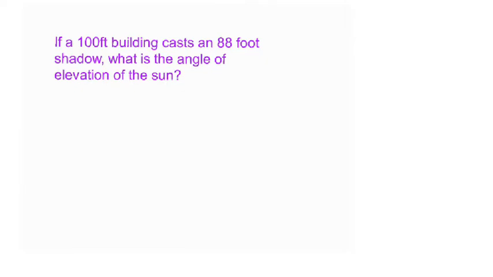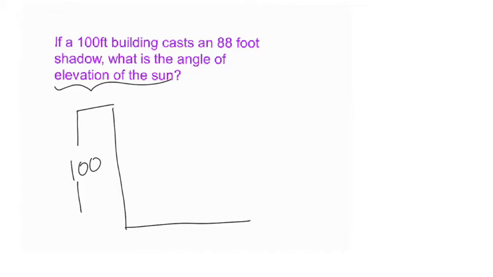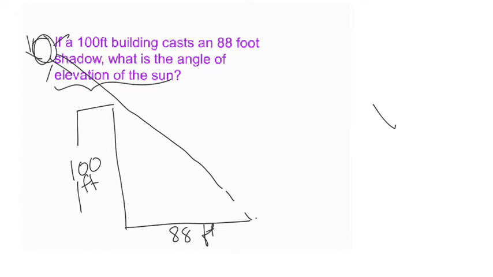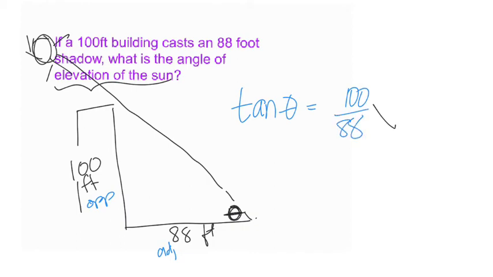Okay, same thing with word problems now, and this also has angle of elevation, so we need to make sure that we know which one is elevation. A 100-foot building, so here's my building, 100 foot, and it casts a shadow of 88 feet. Okay, what is the angle of elevation to the sun? So the sun is somewhere up over here. The angle of elevation is this angle here. So it's from the ground looking up. I see that I have opposite and adjacent, so I know that's tangent. So tangent of theta is 100 over 88, opposite over adjacent.